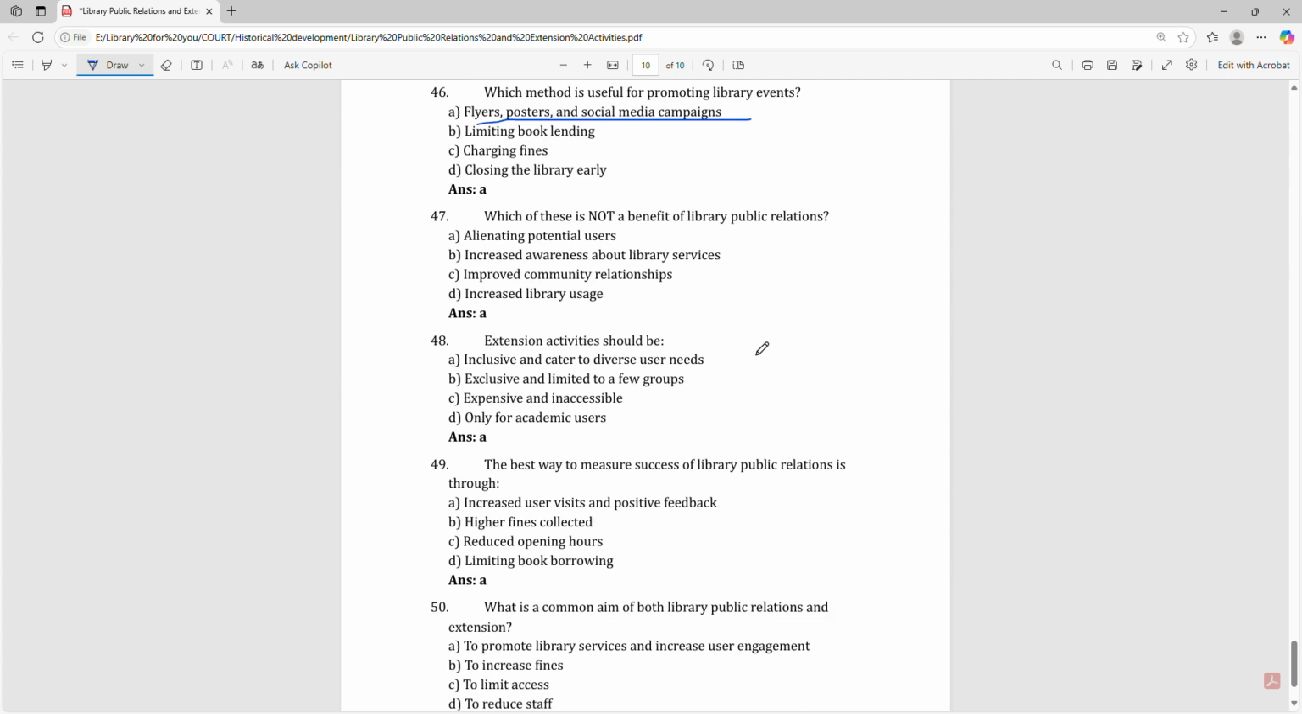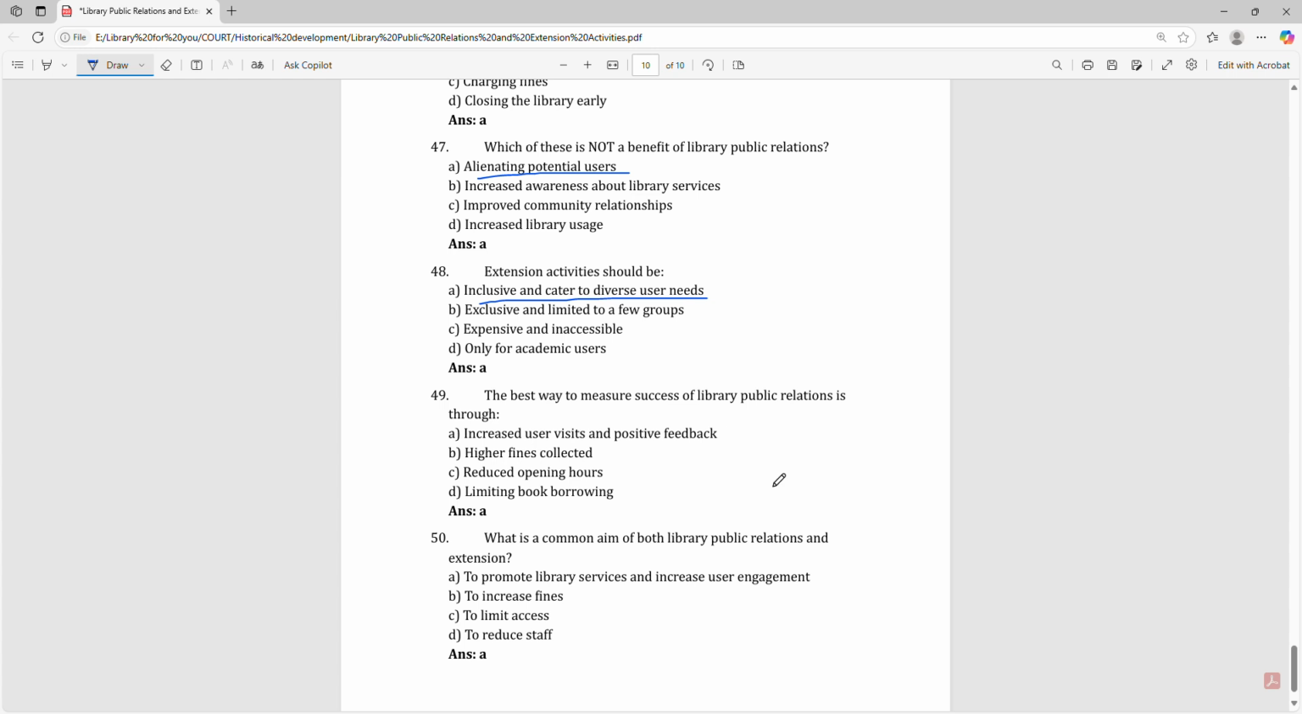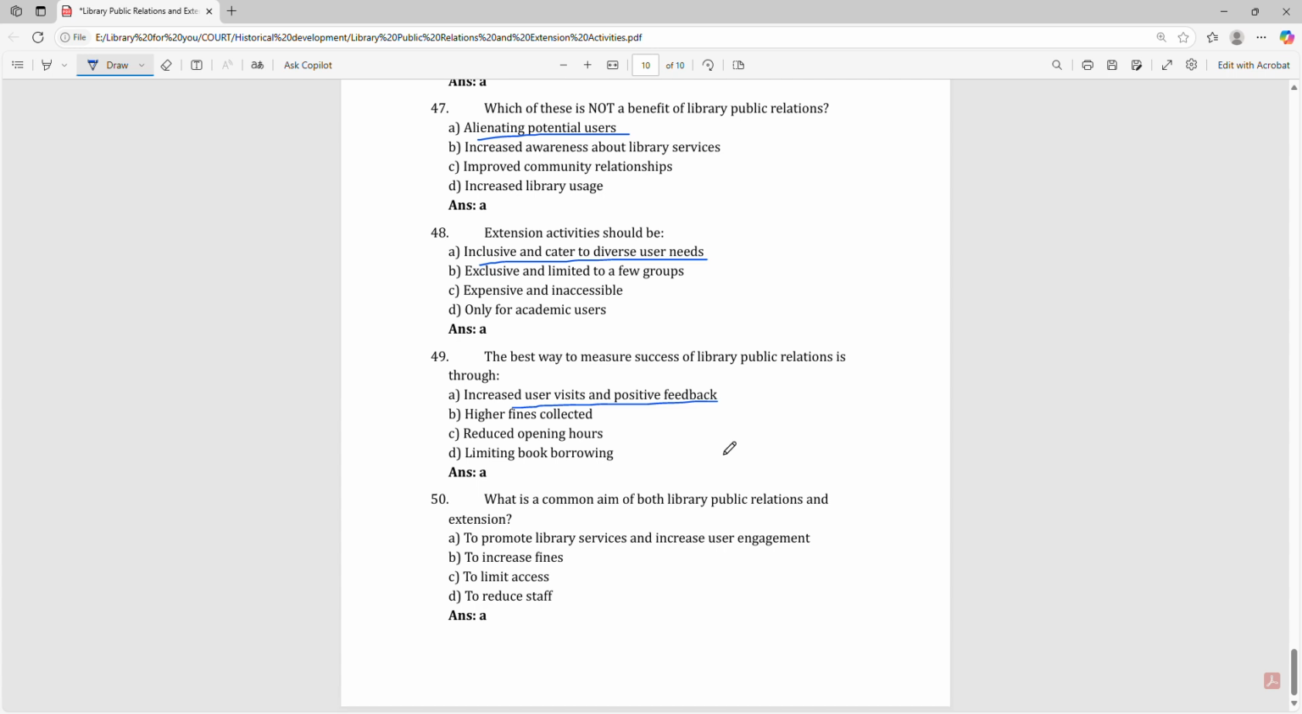media campaigns. Which of these is not a benefit of library public relations? Alienating potential users. Extension activities should be inclusive and cater to diverse user needs. The best way to measure success of library public relations is through increased user visits and positive feedback. What is a common aim to both library public relations and extension? To promote library service and increase user engagement.